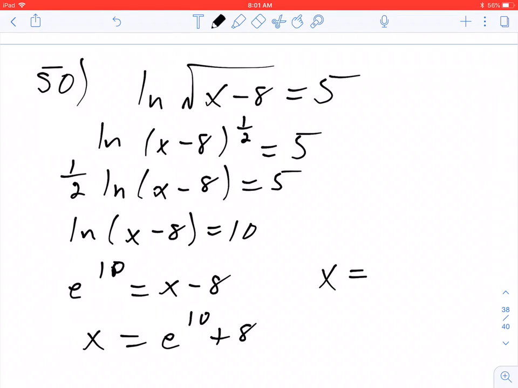Now when you type that into your calculator, you get e to the 10th, and then plus 8, you get 2203.47. That's the answer to number 50. The next one after that is number 58.